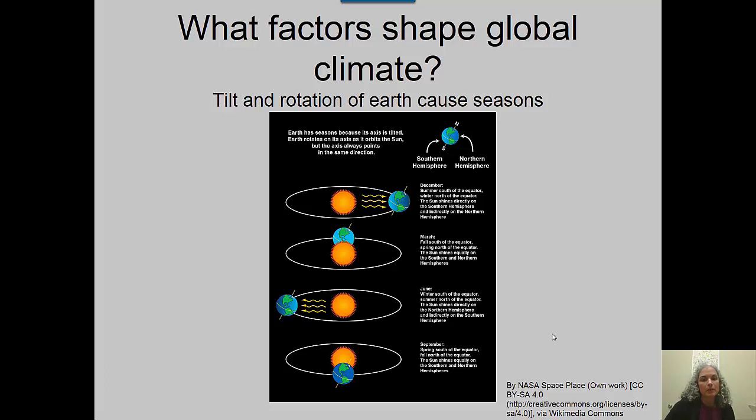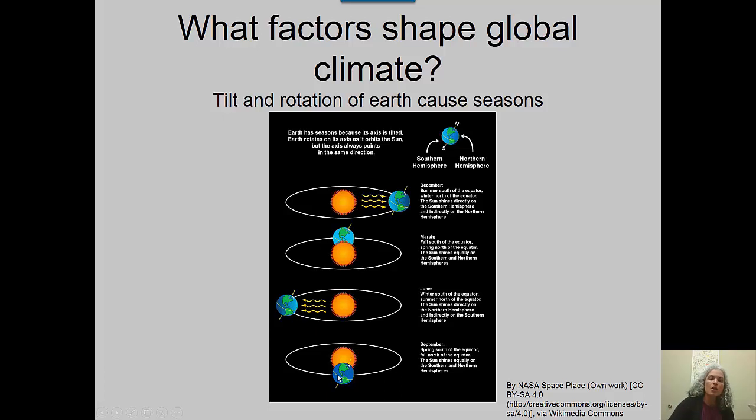Okay, so we're going to take a couple steps back to the global scale and start talking about the factors that shape climate. The first one we're going to look at is the tilt and rotation of the Earth, which causes seasons. So on this diagram, we've got the sun, and then we've got the earth, and it's showing the earth revolving around the sun. So here, it's over here to the right of the sun. Here it's to the left. Here it's behind the sun. Here it's to the left, and then here it's in front of the sun.